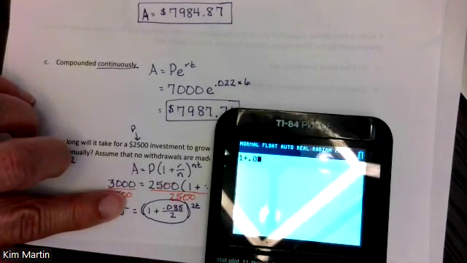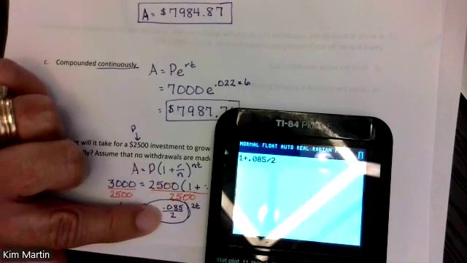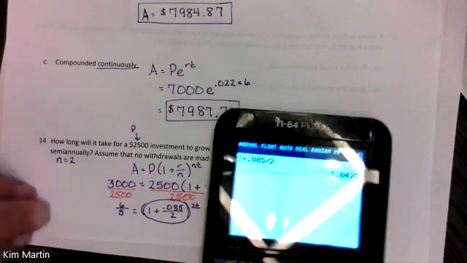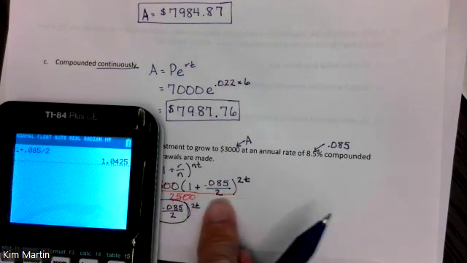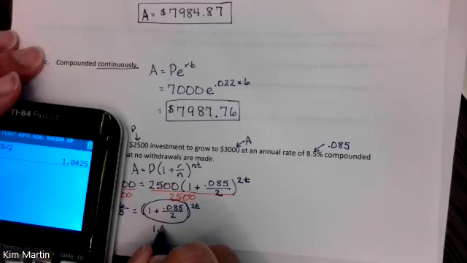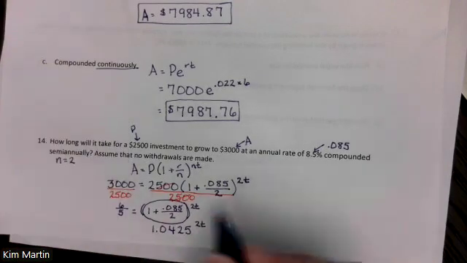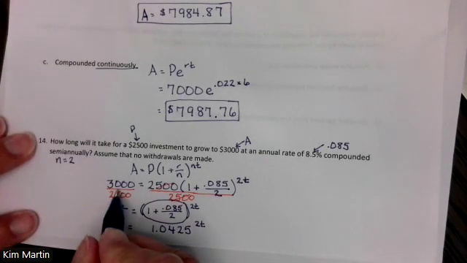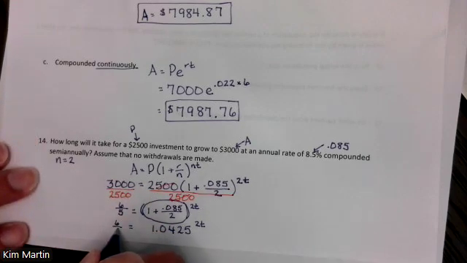1 plus 0.085 divided by 2. Yes, you can use your fraction key there. It's just faster for me to do it without it. And you're going to get this decimal right here. So all we're doing is figuring up what this is, and we get 1.0425 raised to the 2t. And over here, again, you can leave it as 3,000 over 2,500, but I just reduced it to 6/5. Hold on, I got to fix my papers.